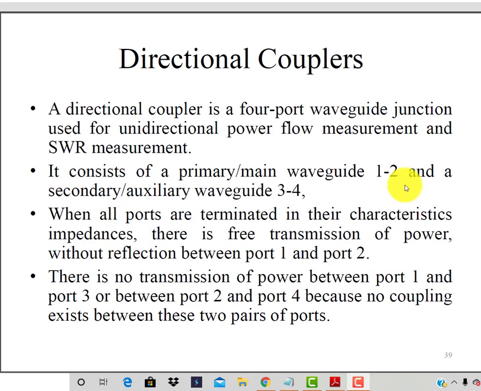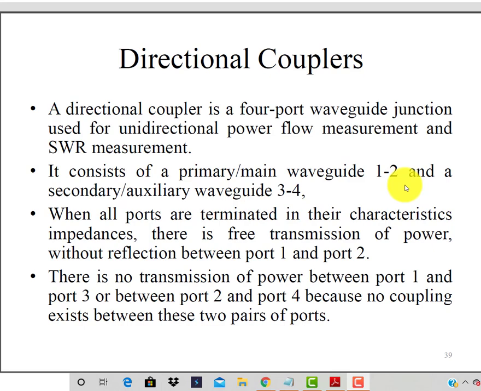Today, we are going to discuss directional couplers. The directional coupler is a four-port waveguide junction used for unidirectional power flow. So here it provides the directionality in between the primary waveguide section and a secondary waveguide section.